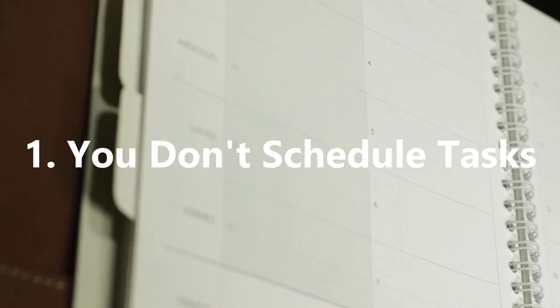Have you ever written a to-do list that you failed to follow up on? It's likely something we've all done at some point, and in this video we aim to remedy that, as we help you understand 5 reasons you fail to complete your to-do list. Number 1. You don't schedule tasks.